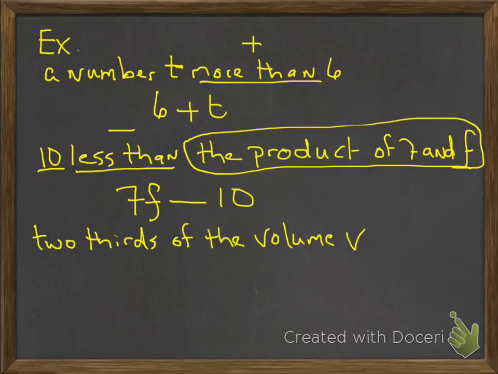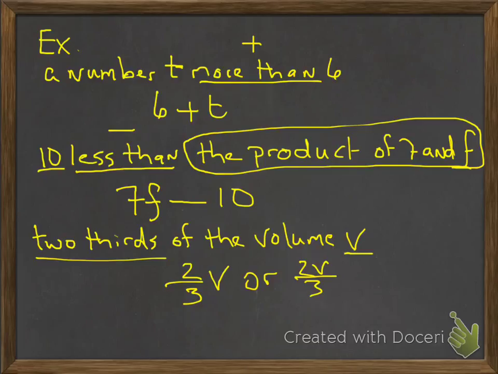All right, so last example, 2/3 of the volume V. Not that difficult. You just got to do this. You say 2/3, 2 divided by 3 of V. Or you could write 2V divided by 3. So there you go. That's pretty much it.